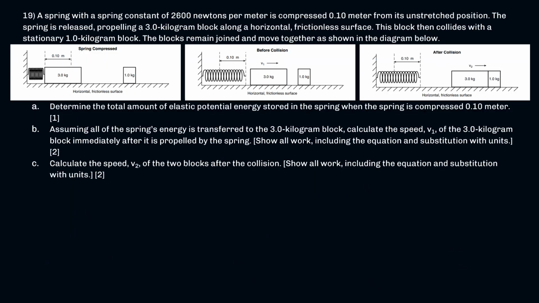All right, so moving into part C of this question, we have here: calculate the speed V2 of the 2 blocks after the collision. Show all work, including the equation and substitution with units. So that just means, again, I have to show everything in this question to get full credit. I'll talk about what the first point is and what the second point is. So again, starting off with part C, you want to find the speed of a system after a collision, or speed of something in the system after a collision.